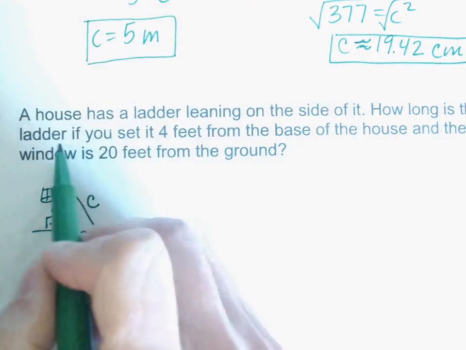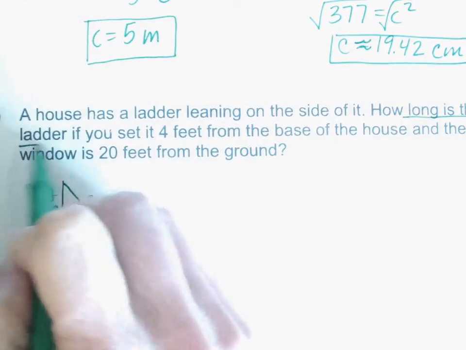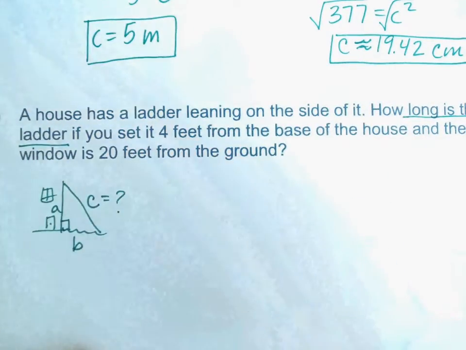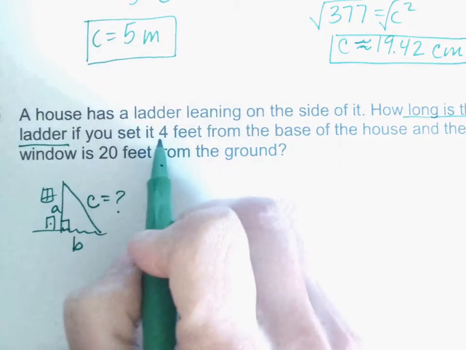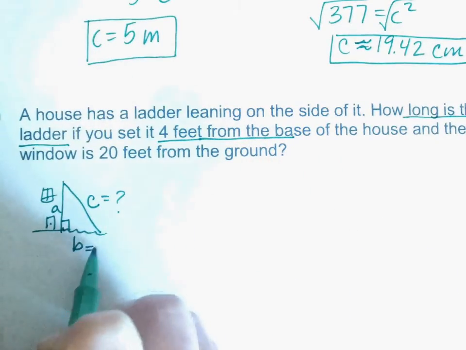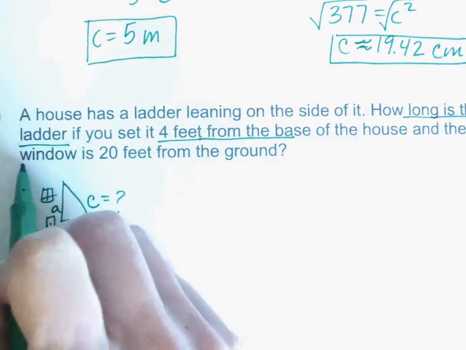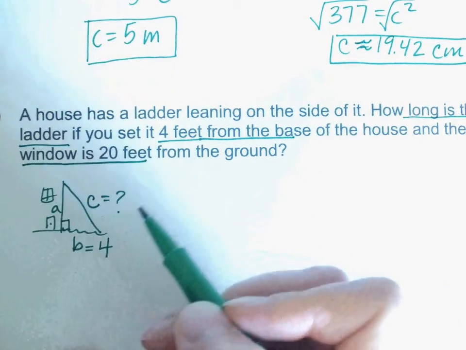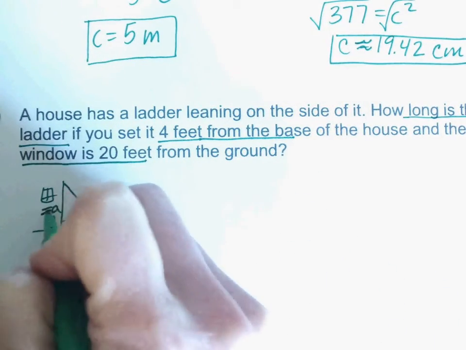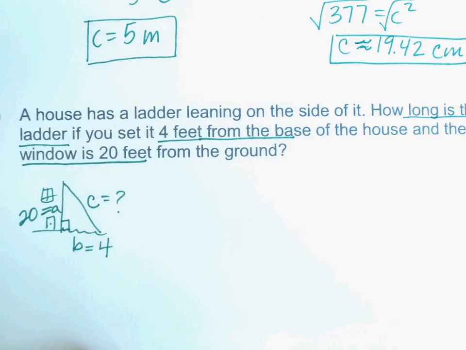So how long is the ladder? This tells me c is my unknown. If you set it 4 feet from the base of the house, that means b is 4, and the window is 20 feet from the ground. So it's going up to the top of the window, so a is 20.